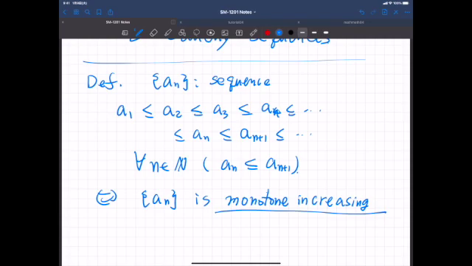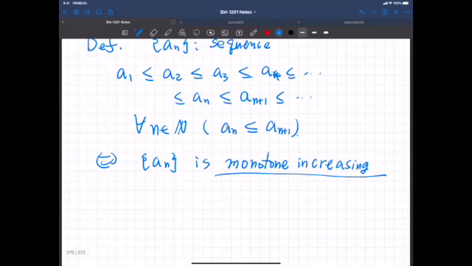A monotone increasing sequence, or to be more strict, monotone non-decreasing sequence, because this includes equality here. So it may stay the same. In that case, it's not really increasing, but it stays the same. But still, it's not decreasing. So we can say monotone non-decreasing or monotone increasing.